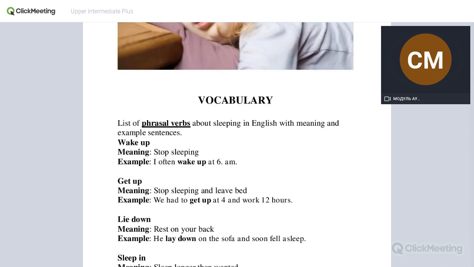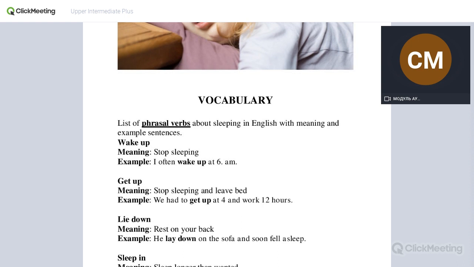Another example of phrasal verbs that we have regarding sleep is lie down. What does it mean? It means to rest on your back. The example says: he lay down on the sofa and soon fell asleep.